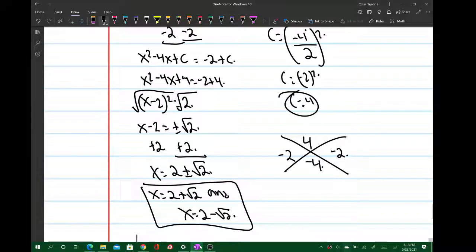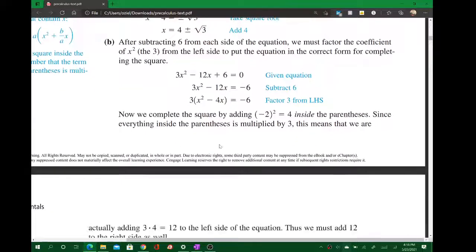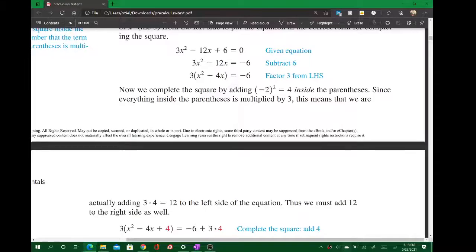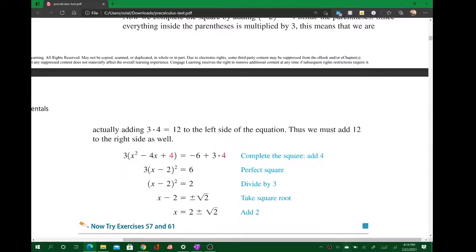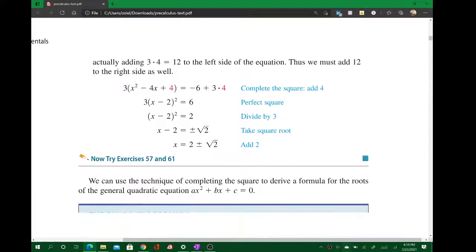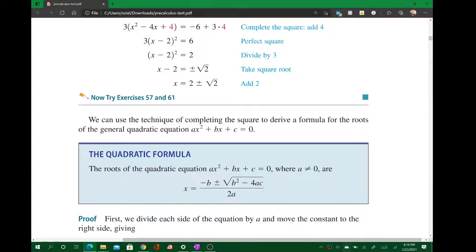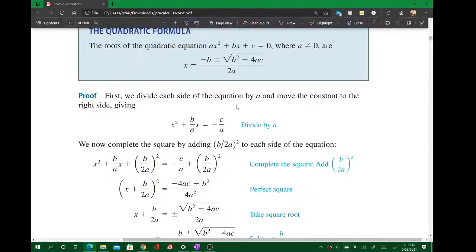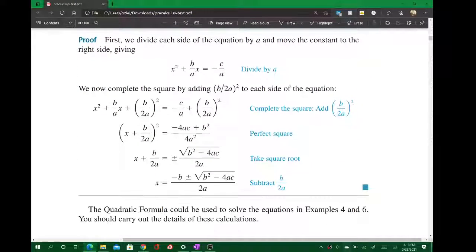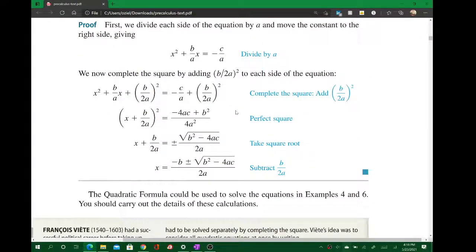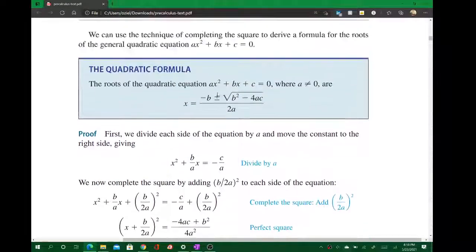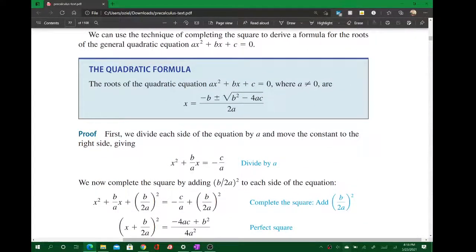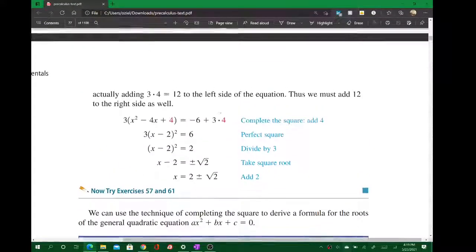Okay, I'm going over this very fast because this is review. If you want to know more about how to actually do this, I have a whole playlist on my algebra channel of how to do these things. And this is a proof of the quadratic formula. This is another way that they do it.